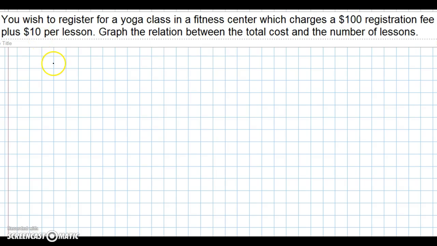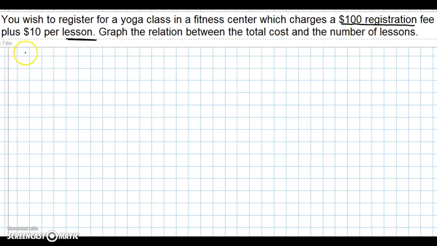So the variable in this case is going to be our lessons. How many lessons are we going to have? We could have 1, we could have 10, we could have none. We really don't know at this point. But we do know that we're going to have to pay $100 regardless of how many lessons we take.